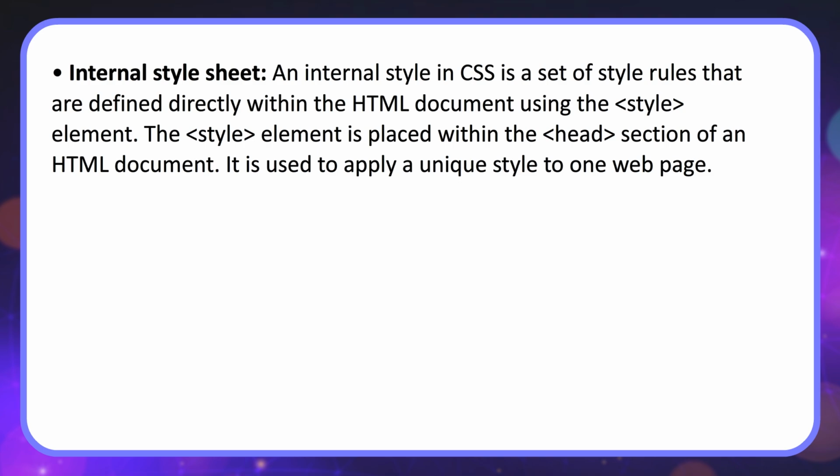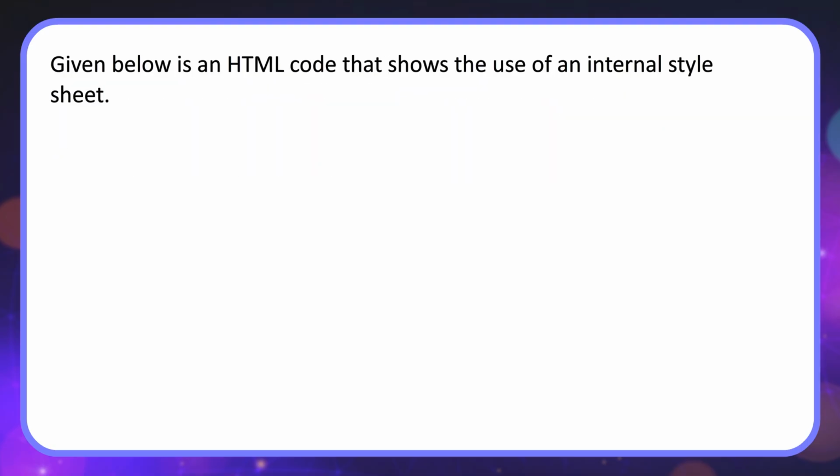Internal style sheet. An internal style in CSS is a set of style rules that are defined directly within the HTML document using the <style> element. The <style> element is placed within the <head> section of an HTML document. It is used to apply a unique style to one web page. Given below is an HTML code that shows the use of an internal style sheet.